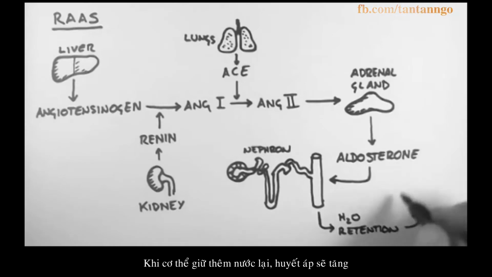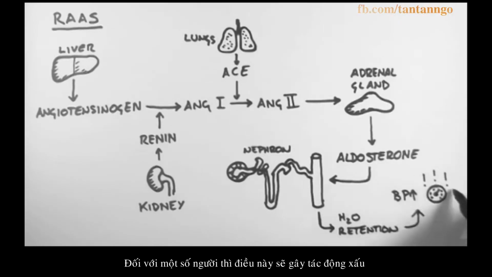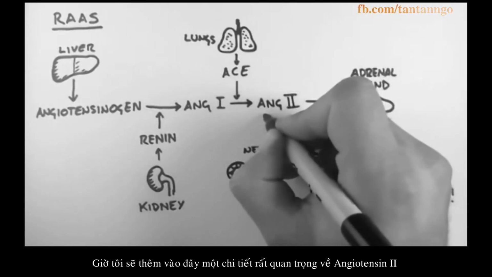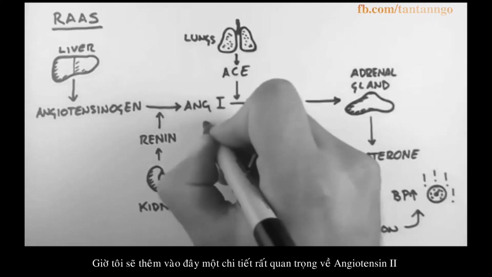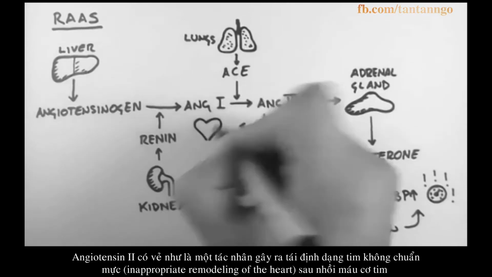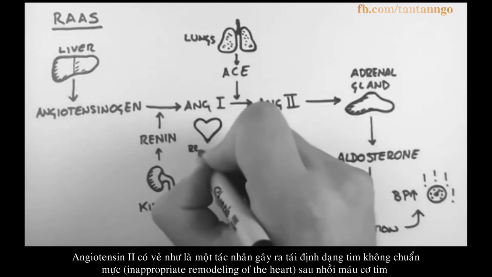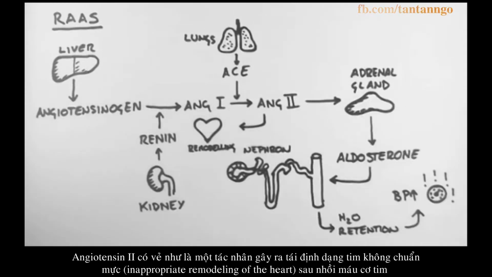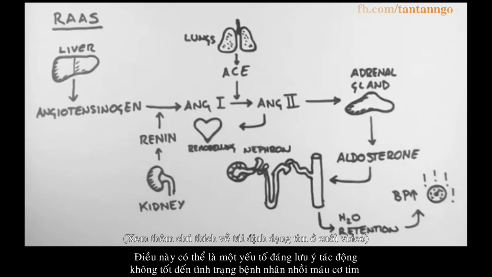Then if the body retains water, the blood pressure goes up, and in some people this can be a bit of a problem. Now, I should also put in one other thing that's very important about angiotensin 2. Angiotensin 2 seems to be a factor in the inappropriate remodeling of the heart after a heart attack, and this can cause significant morbidity and mortality in heart attack patients.